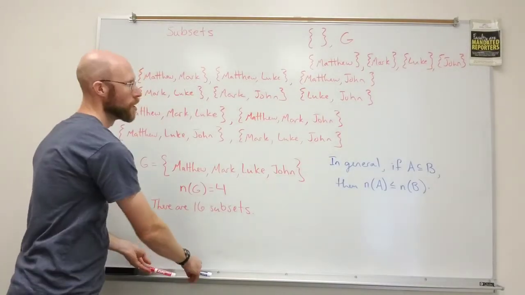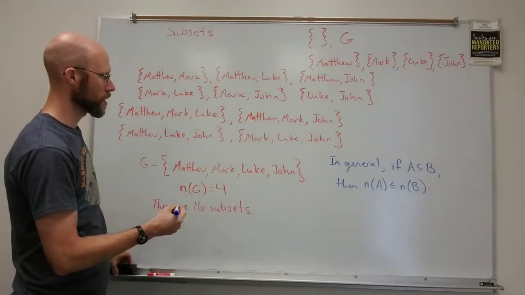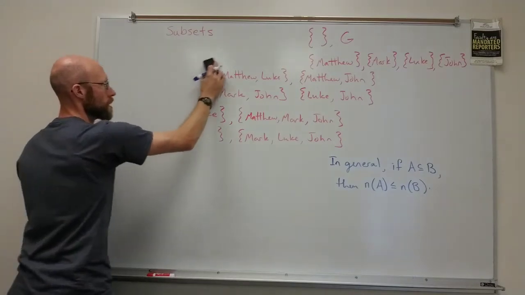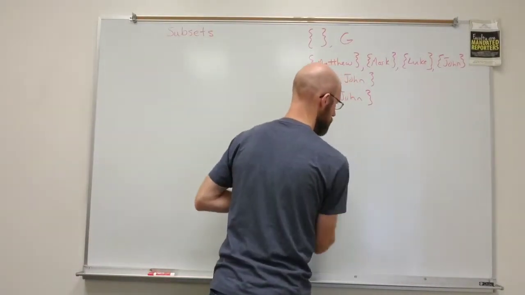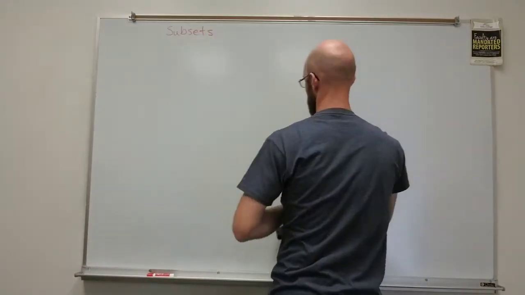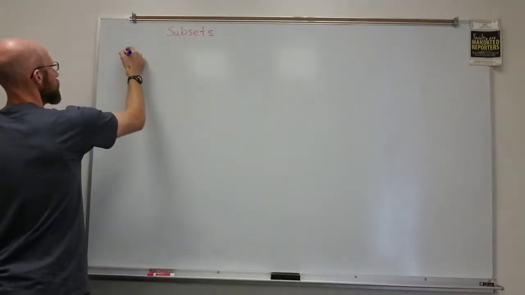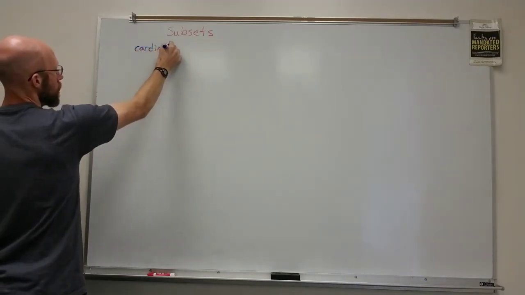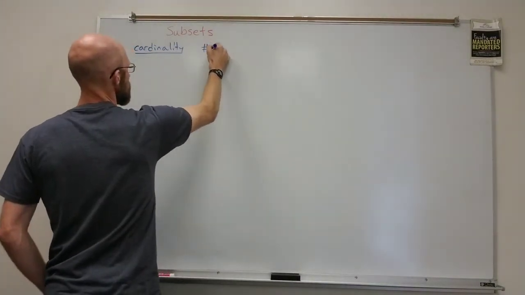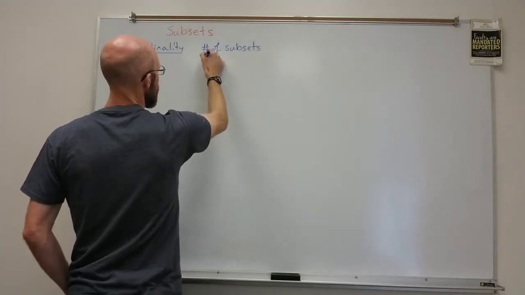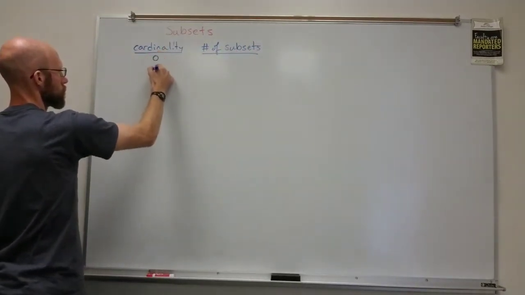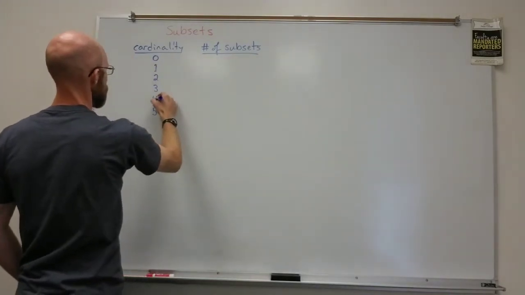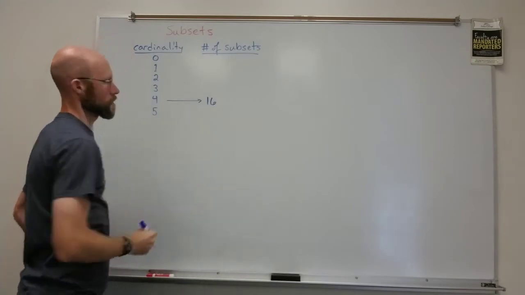In a similar way, we could look at the main set. So maybe I'll erase this. We'll keep our thoughts on the sets of 4 having 16 subsets. All right, so how do I write that? Cardinality, and then number of subsets. So anything with a cardinality, we'll do 0, 1, 2, 3, 4, 5. Cardinality of 4, we just said there are 16 subsets, okay?